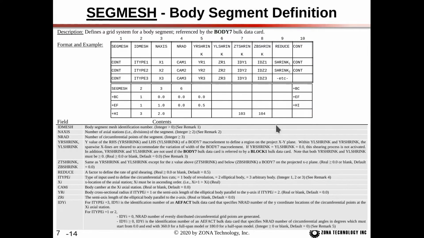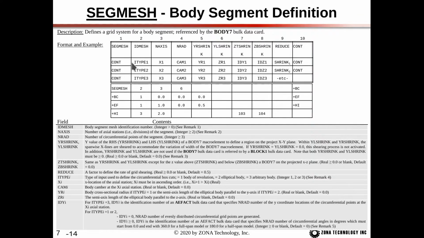And I believe we have a picture of that. Yeah, we have a picture on the next slide, so we'll revisit these. Similarly, ZT shrink and ZB shrink are for the upper and lower surfaces. So we'll talk about those on the next slide. And then reduce is a factor to define the rate of the grid shearing. And once again, we'll talk about that on the next slide.